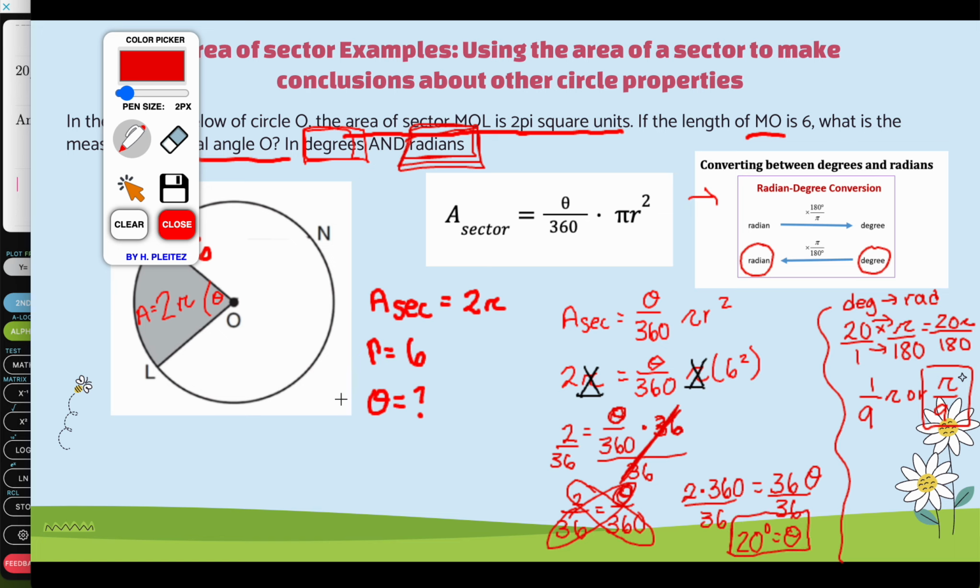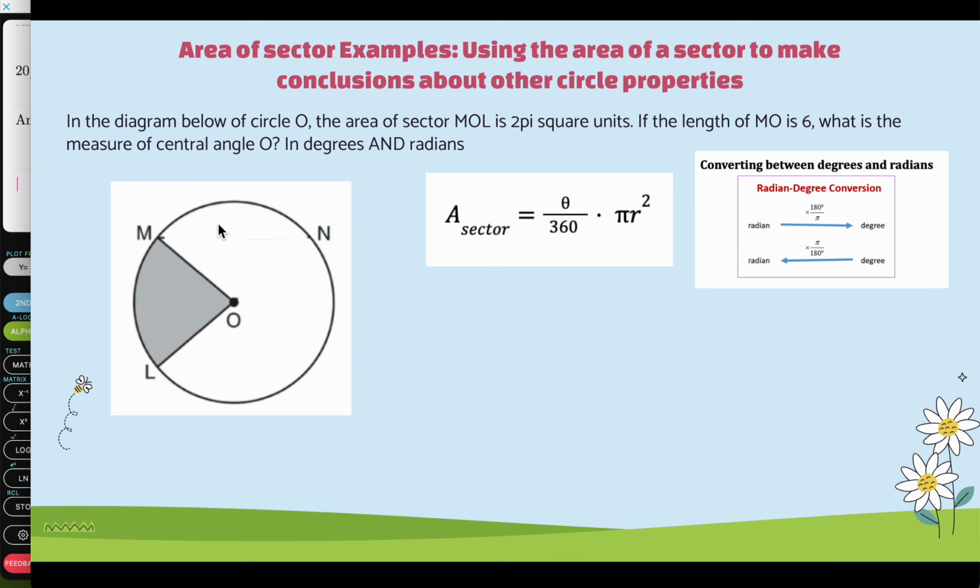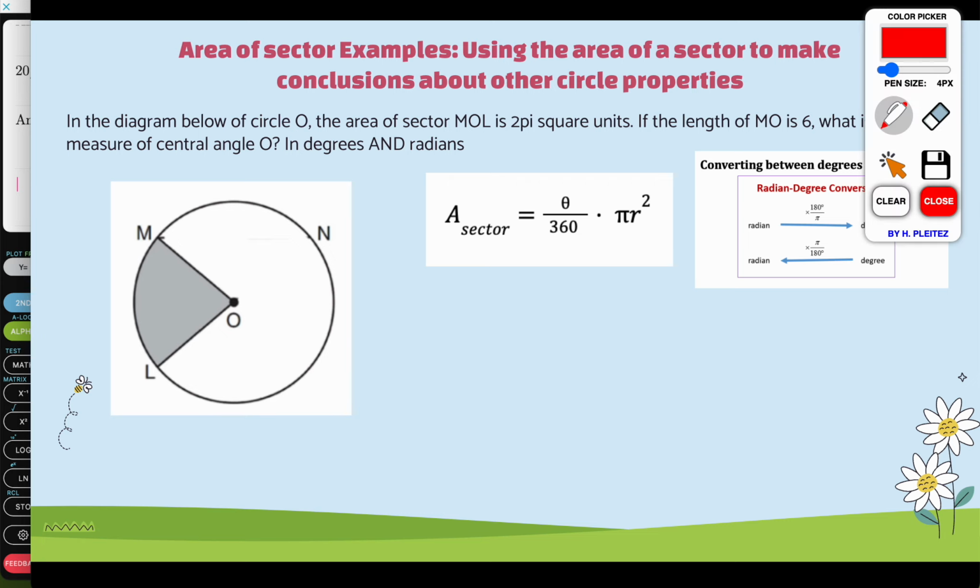So don't forget, you can conceptualize this. Again, the area of your sector is simply just a portion of the area. So figure out the fraction of the circle that we are eating, and then just multiply it by the entire area of your circle.